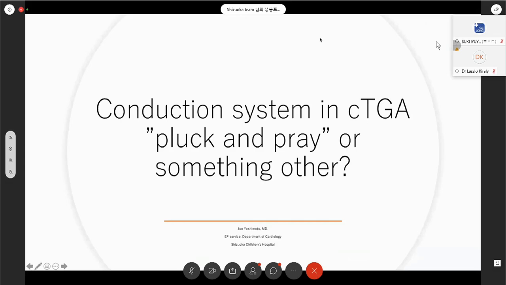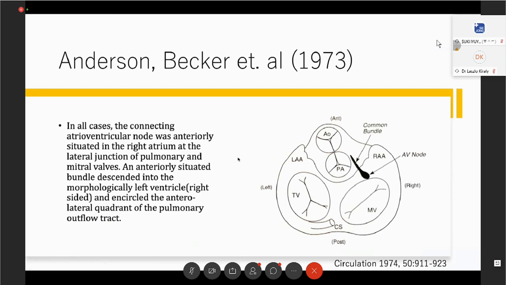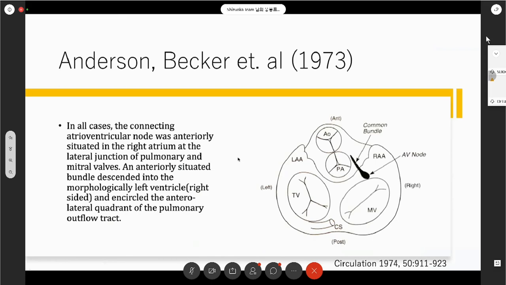And now, because I'm short on time, I'm going to quickly review the papers and also show what we are doing now. As you know, in situs solitus type ccTGA, the anterior AV node is located anterior to the mitral valve, and the conduction tissue goes alongside the pulmonary artery. This is the original paper from 1973.